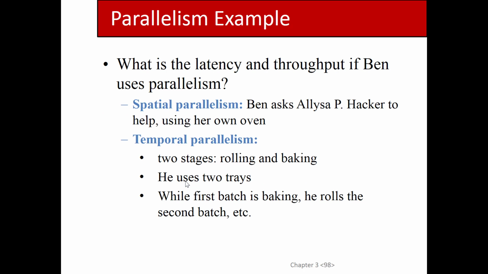Now, I mentioned there's these 2 types of parallelism, spatial parallelism and temporal parallelism. Spatial is if you have someone else doing the same thing in parallel, right? So that way you can take 2 batches of cookies and have 2 people rolling and baking them at the same time. But then there's also temporal parallelism where you can have 1 person rolling and 1 person baking at the same time. That way you can have 2 batches in the pipeline at one time, right? Does that make sense?